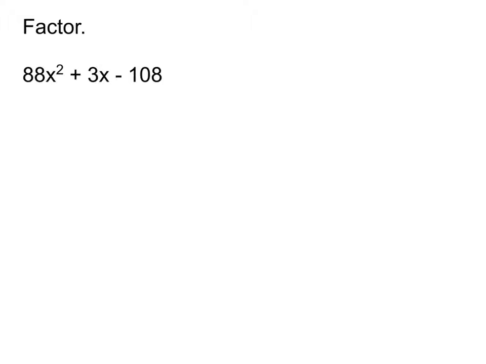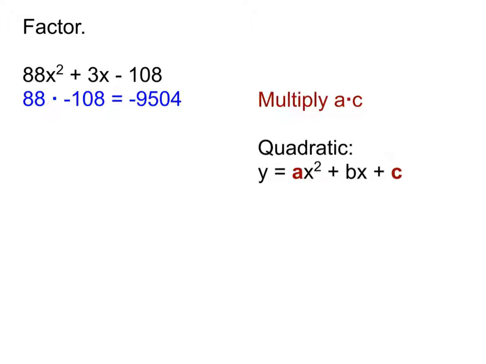Alright, so the first thing we need to do in order to factor this is we actually do need to figure out what A times C is. And so that's 88 times negative 108. Now, when I say A times C, that's going back to those notes we took last week on a quadratic, where we saw the general form of a quadratic is ax squared plus bx plus c. Often when we're talking about quadratics, we talk about a, b, and c. So a is whatever number is in front of x squared. C is whatever number is hanging there on the end.